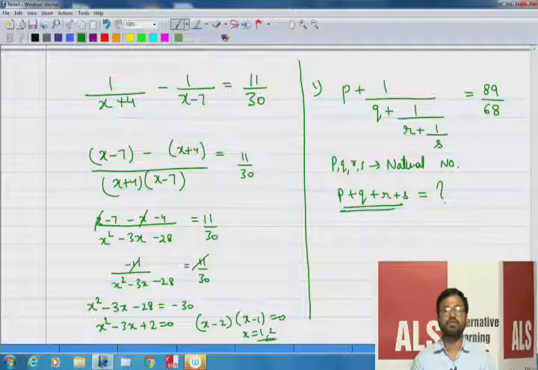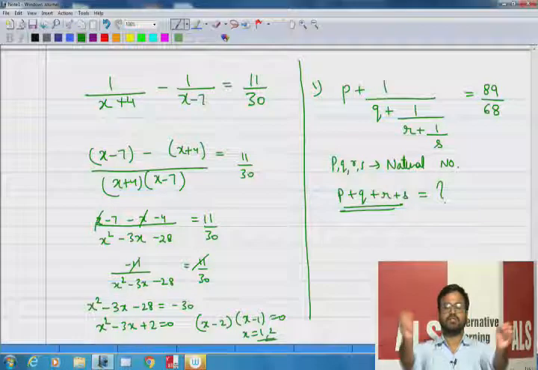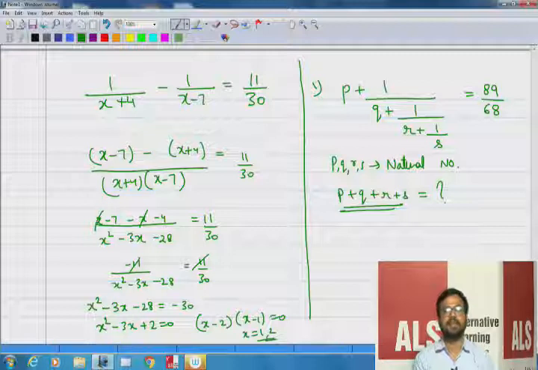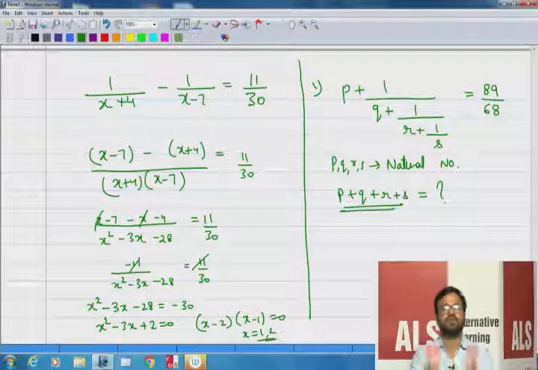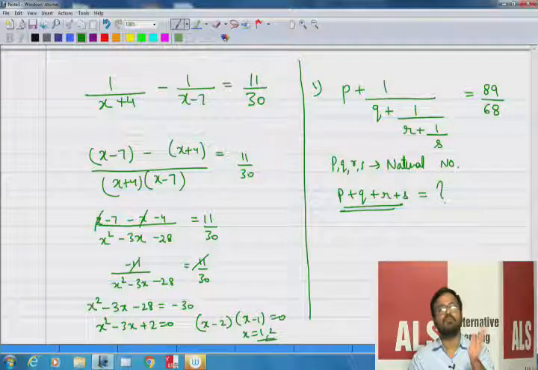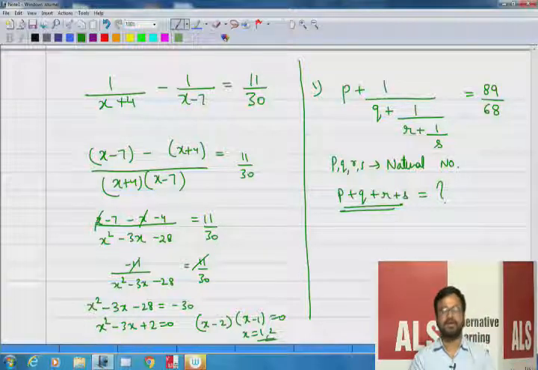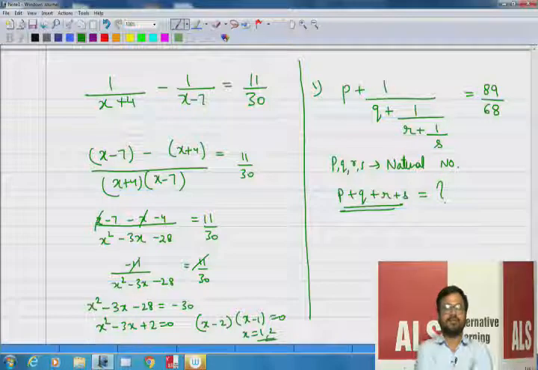So how can you do it? The hint for this question is that you shouldn't touch the left side of the equation. You can see the right side is 89 by 68. Try to break down this 89 by 68 into such a form that it is equivalent to the left hand side. Then you can compare both the values. So try to write the fraction 89 by 68 in the form of the left hand side, and then compare. This is the hint for this question. Try this.